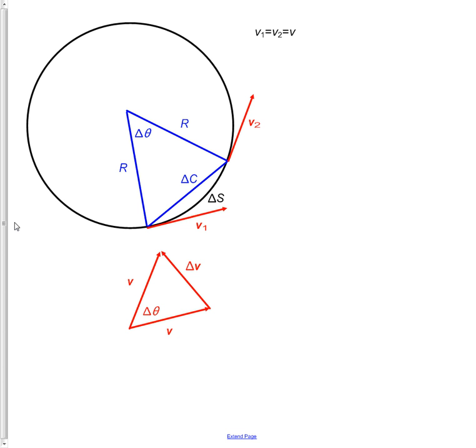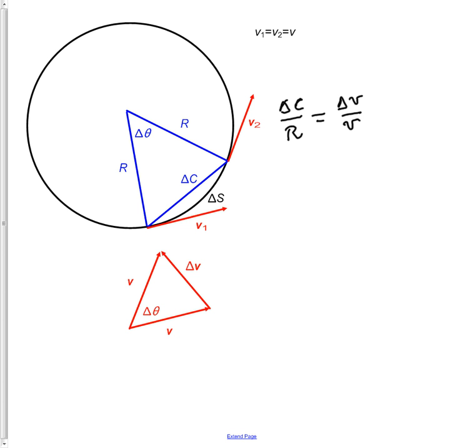So what I can say is if I look at the blue, I can see that delta C divided by R. Okay, in other words, suppose I take the ratio of the base to the equal side. That has to be equal to delta V divided by V. Okay.